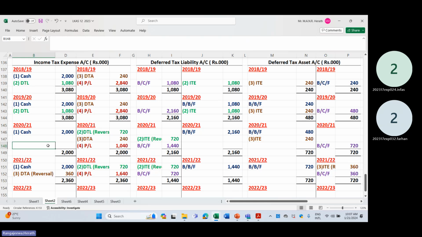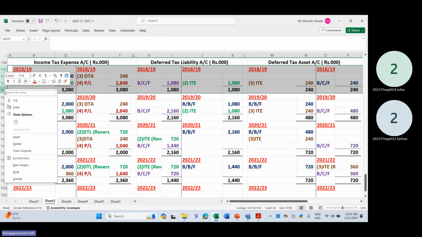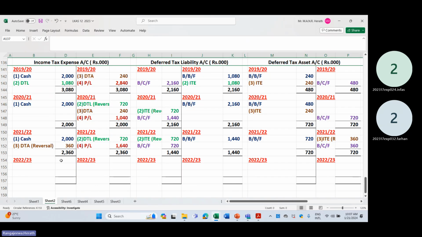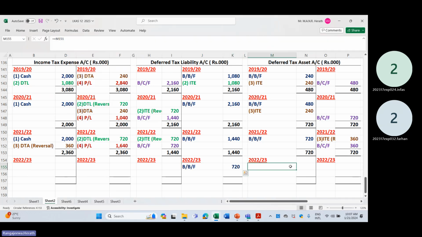The last year would be the same as the fourth year, right? Asset reverses, liability reverses. Since we have to show the fifth year, I am hiding the first year here. So hope that you all have completed. Right. So we have deferred tax liability brought forward balance 720. Deferred tax asset brought forward balance 360.